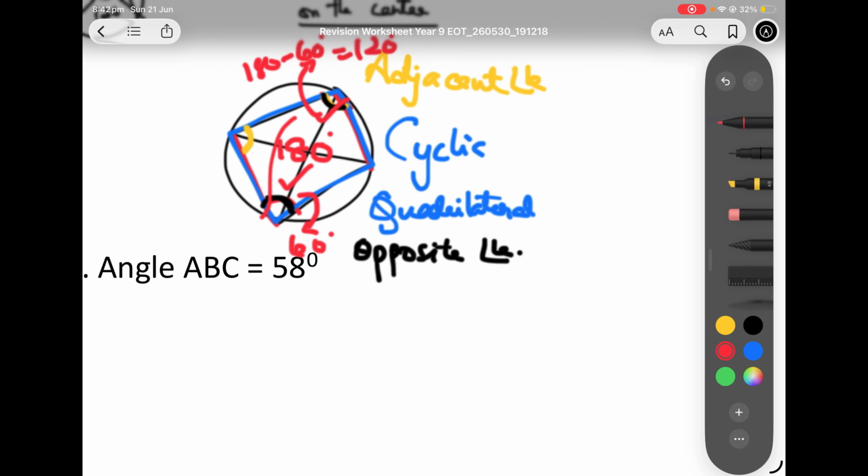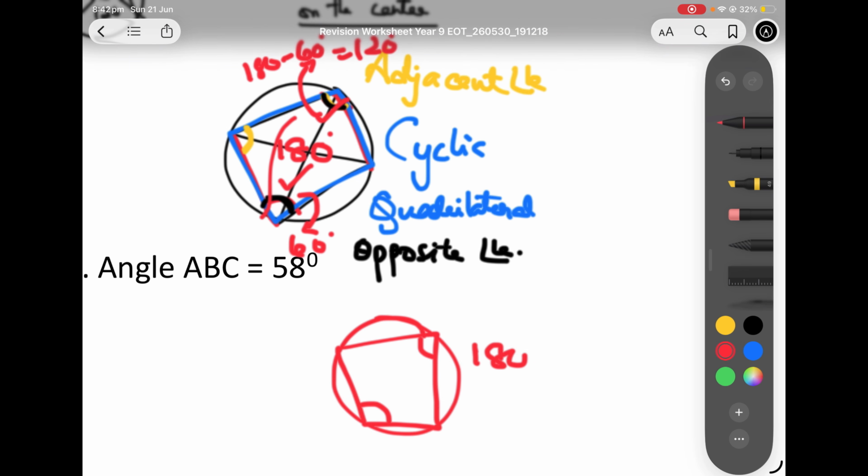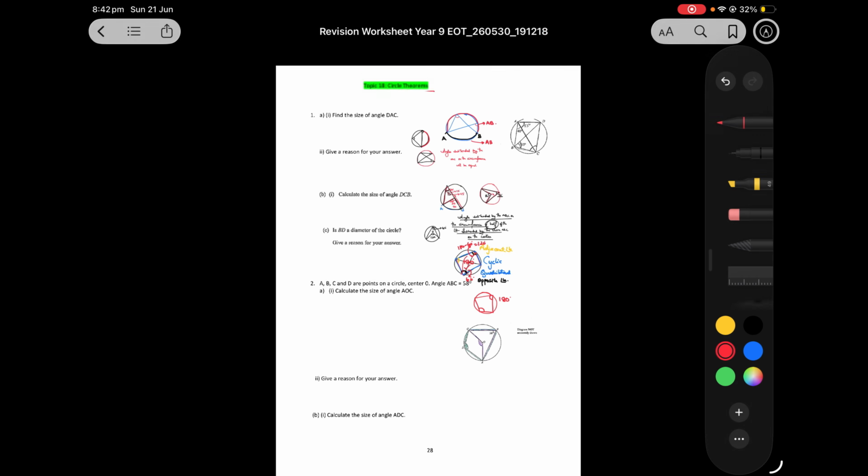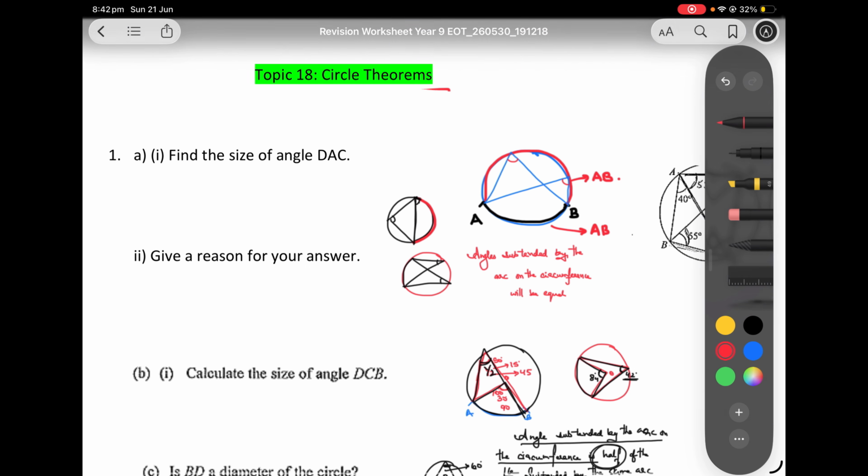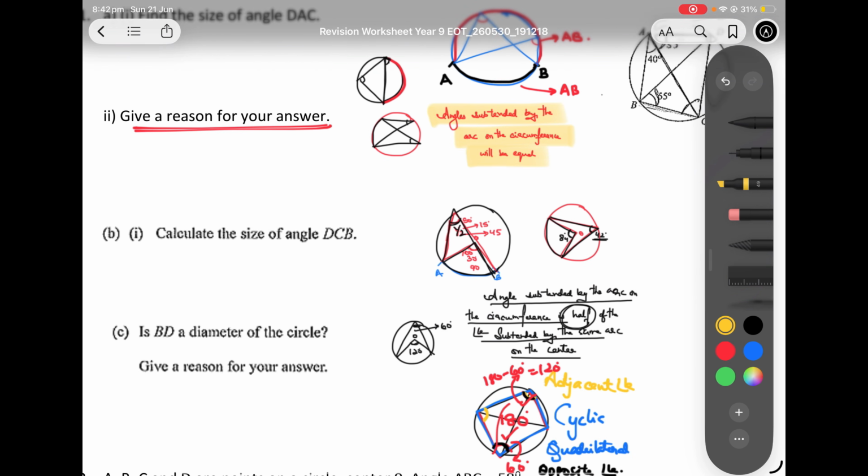So the rule for the cyclic quadrilateral is: if they're asking about the angles, then the opposite angles will sum up to 180 degrees. These are the basic circle theorems we have. In circle theorem questions, they'll ask you to give the reason, and you would not write the explanation; you would just write the name of the theorem.